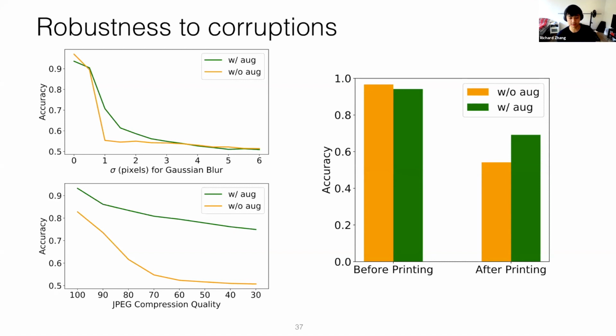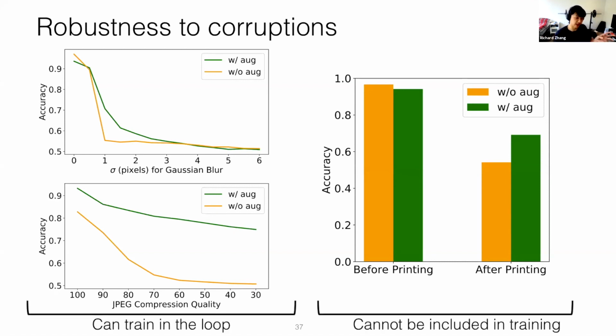And I think this is interesting because the perturbations on the left, like blurring and JPEG, it's easy to train with those in the loop. And really, we should all be doing that. It's just a PyTorch function. It's so easy now. But the perturbation on the right, you cannot train with, right? I'm not going to be sitting there printing images and rescanning them. It's really hard to simulate as well.